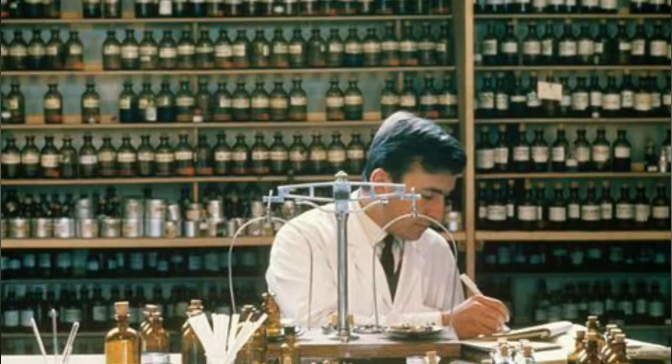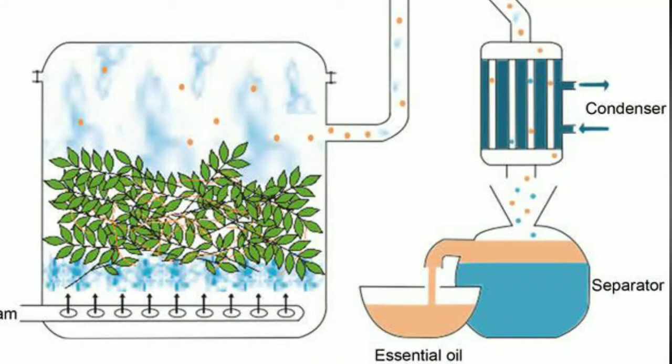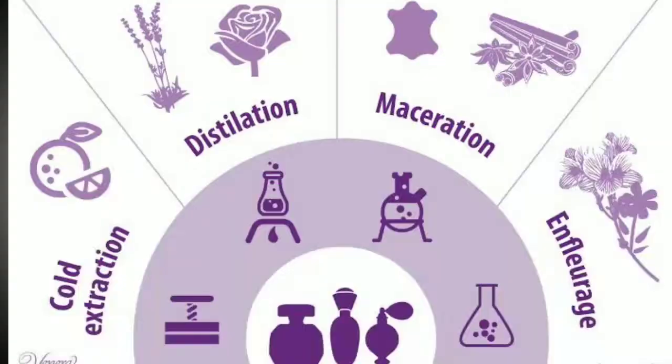Once everything is collected, it is then sent to a manufacturing plant, also known as a laboratory, where all these materials are taken care of, and things which have to be discarded, they discard, and the rest of the material is taken to the next process, which is extraction. Now in this step, they take out the oil from these raw materials through various processes, such as steam distillation, solvent extraction, enfleurage, expression and maceration.